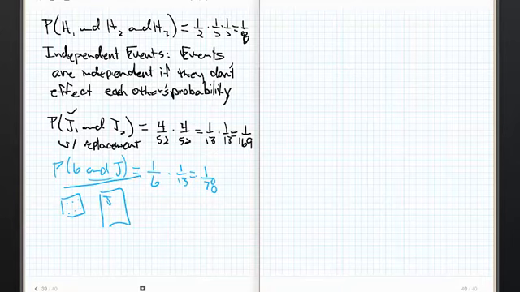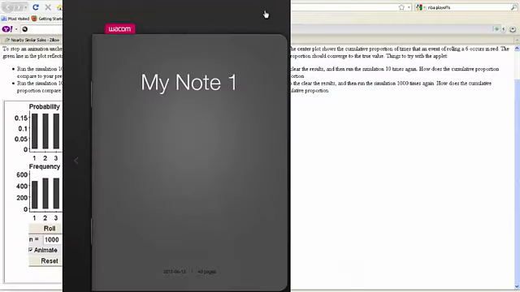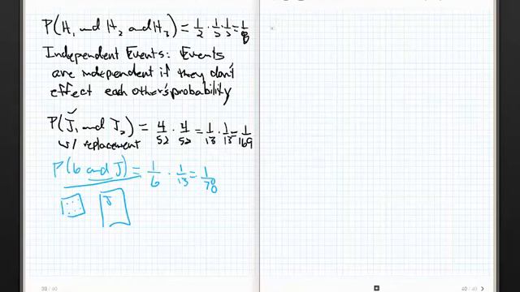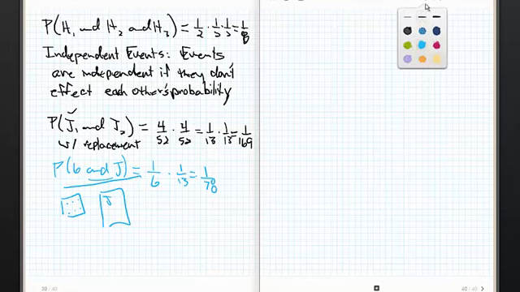All right? Now, I know the question that's nagging in the back of your head. And that question is, well, what if they're not independent? Let's go back to here. Well, then they are dependent.